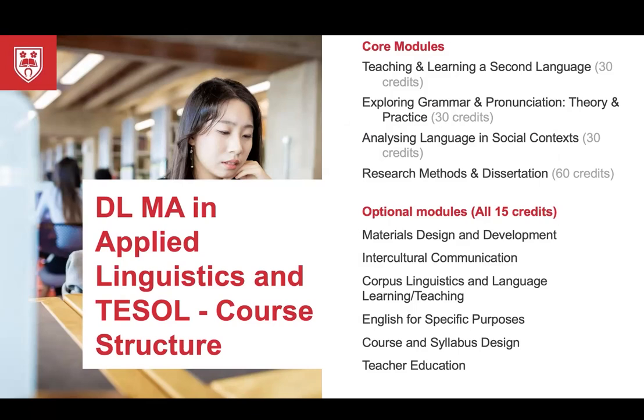So alongside the core modules that I've just highlighted, MA students can choose from a range of optional modules, allowing them, in effect, to tailor the MA program to their particular needs and interests. These option modules include areas such as materials design and development, intercultural communication, corpus linguistics, English for specific purposes, course and syllabus design, and finally, teacher education. So that gives you an overview of the modular content of the MA.